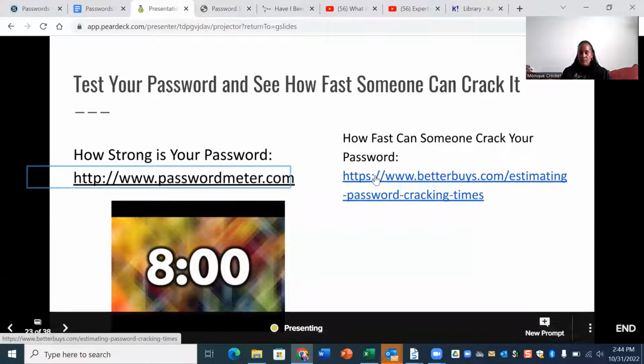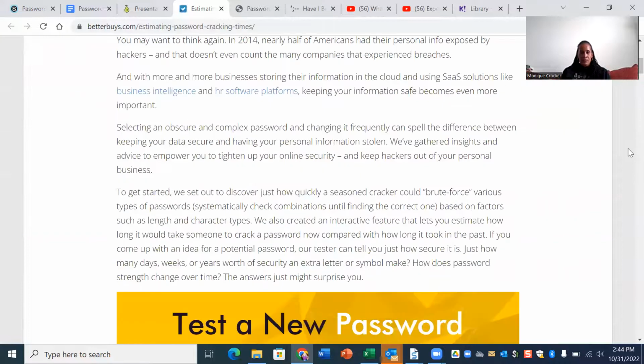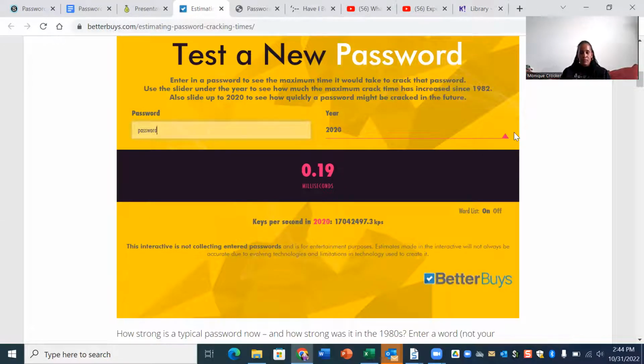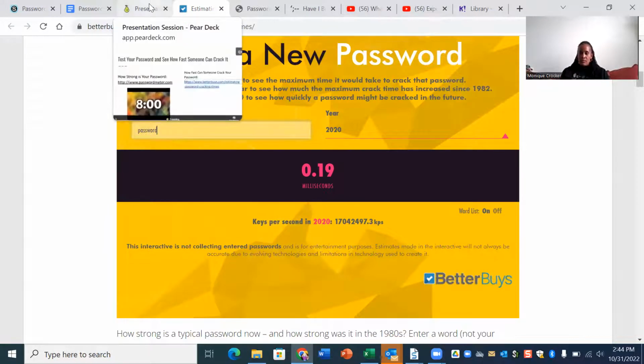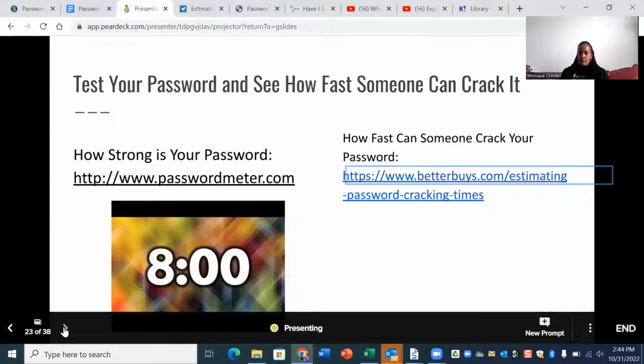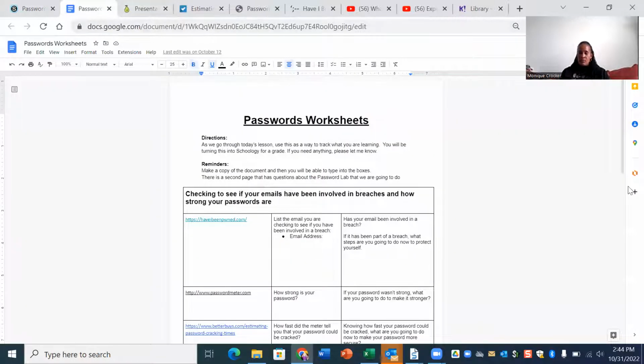And then here's how fast someone can crack your password. We would definitely give them time to do this. You're going to go right here and check your password. So password, and the year would be 2020. And in 0.19 milliseconds, that password could be cracked. So this shows them how fast a password could be cracked by someone who has just the tiniest amount of knowledge of how to do this. They would record all their answers right here on this password worksheet that you see here.